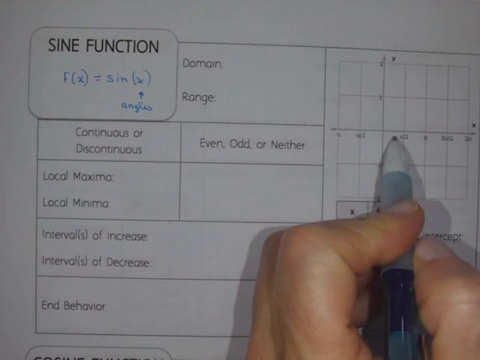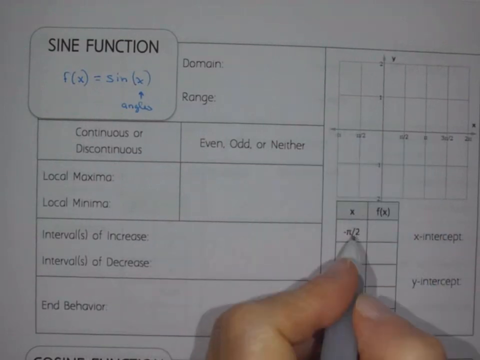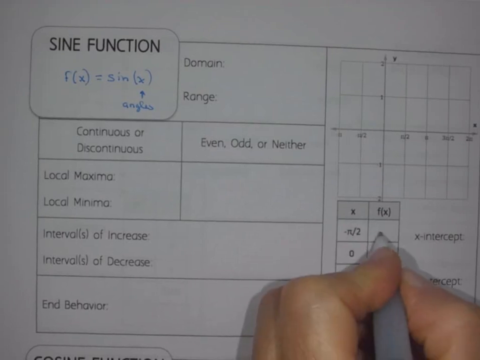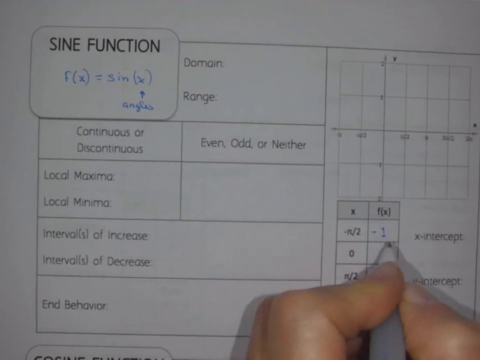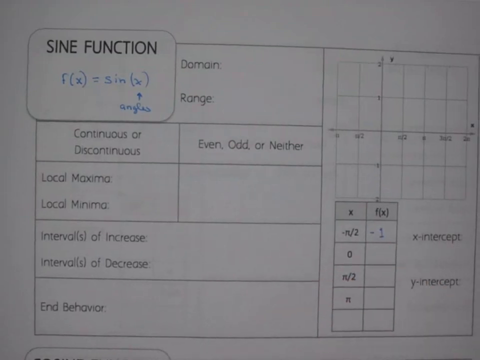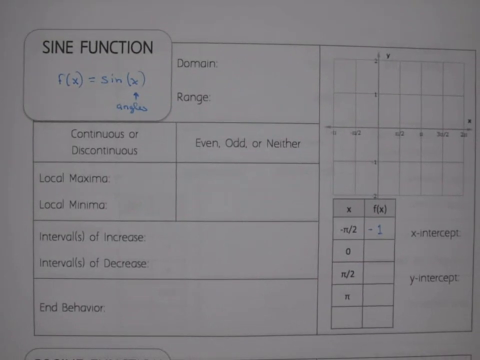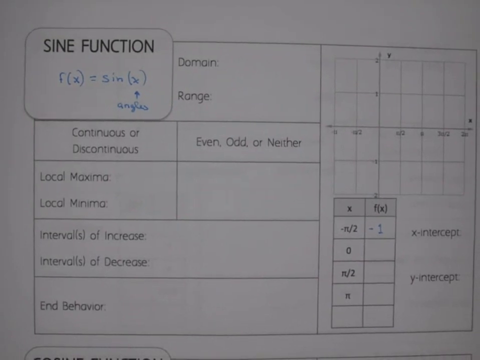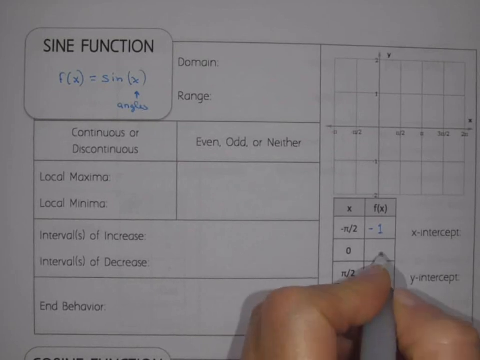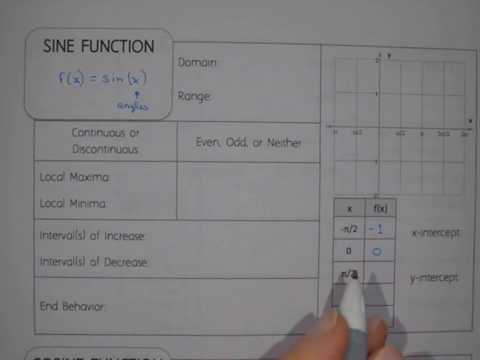In the table, at negative pi over 2, my sine function is negative 1. And all of that doesn't make much sense yet until we do the unit circle later, right? That will be after Christmas. So for now, just trust me on those values and just write those down. You don't have to memorize those yet.